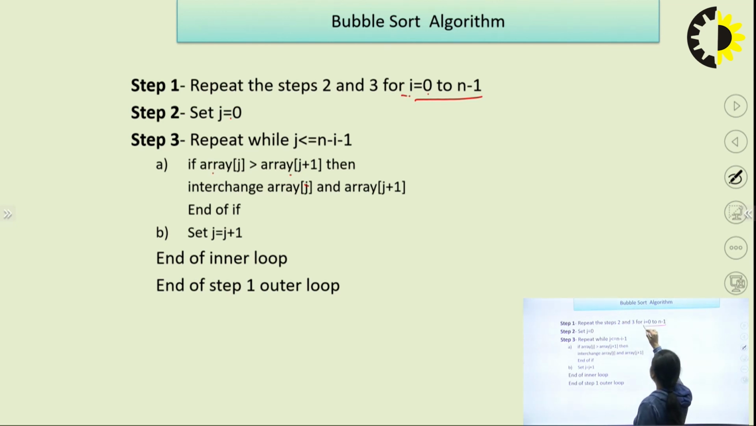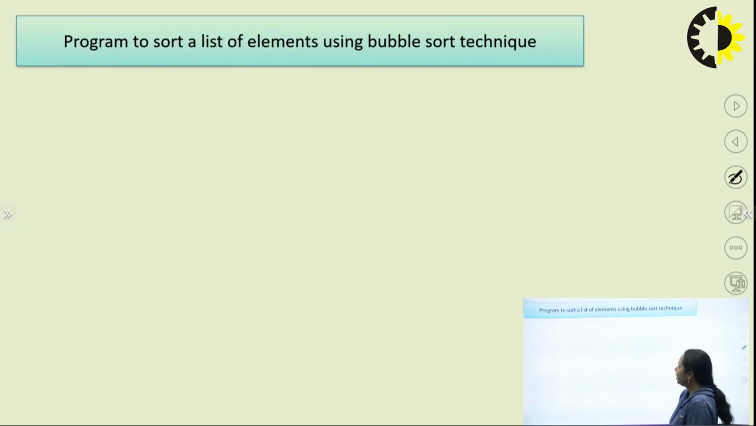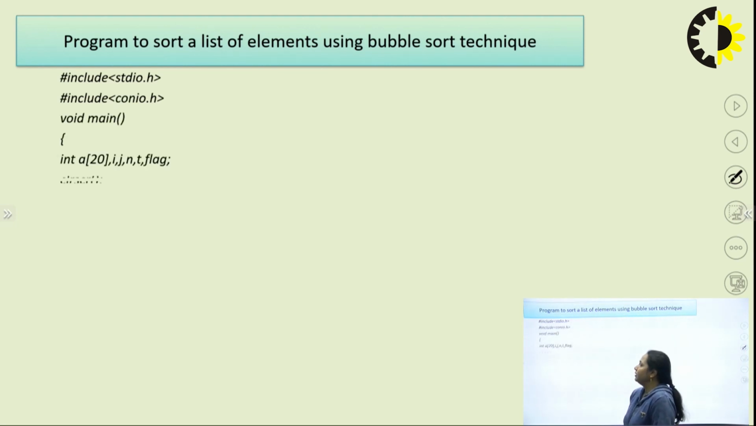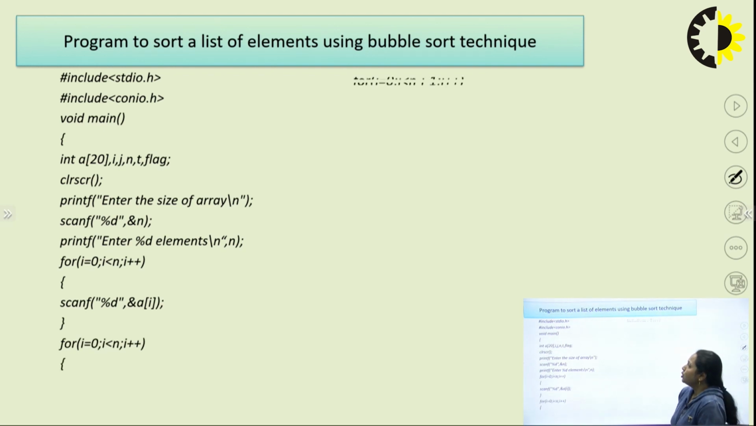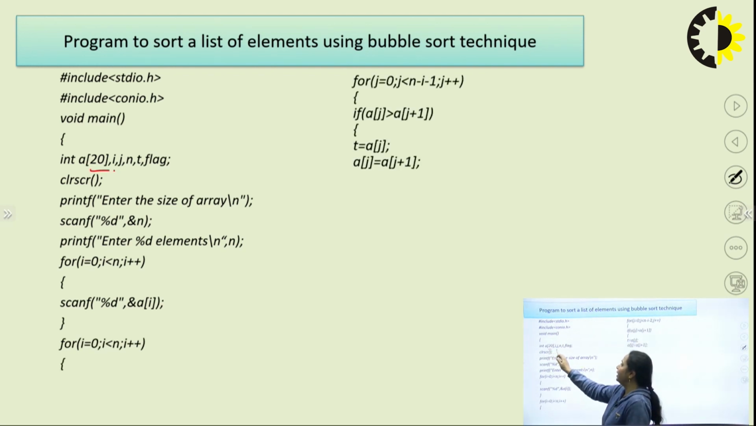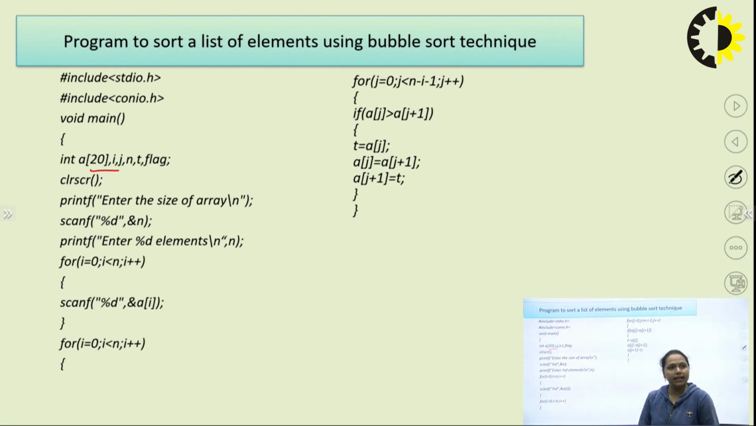Here the loop i is responsible for the change of pass and the j loop is responsible for the swapping of the adjacent elements. We can better understand this with the help of the program here. So, we have declared an array A of size 20. Next, we have i and j for loops. n is the total number of elements. Next, we enter the size of the array.